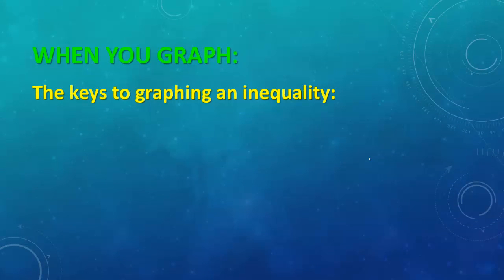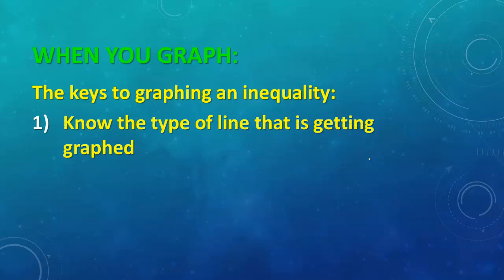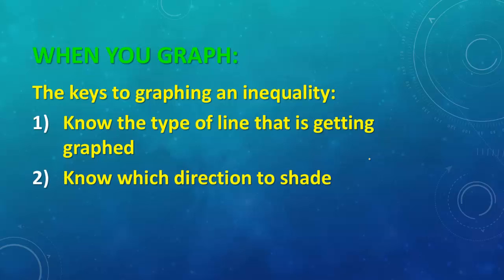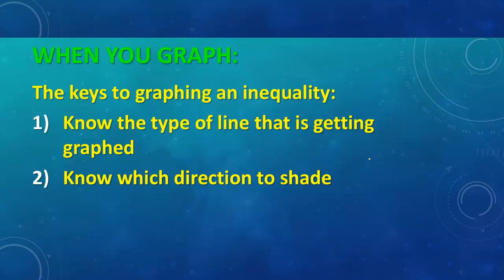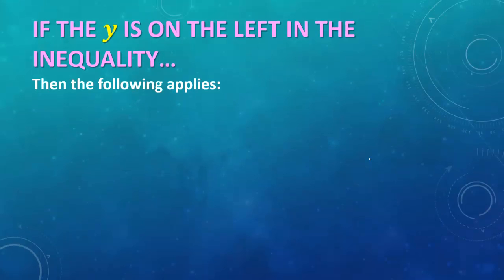All right, so when you graph, there are some things to remember with an inequality. You have to know what type of line is getting graphed, either it's dashed or it's solid. And you have to know which direction to shade, either above or below, because we're always looking at y. So when we're talking about y, we're talking about the y-axis: do we go above where the line is or below where the line is?